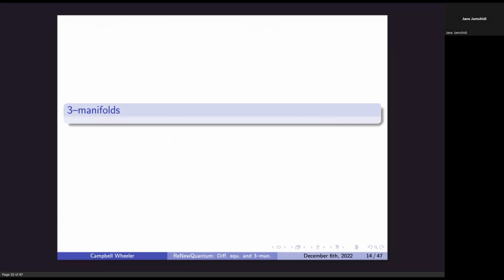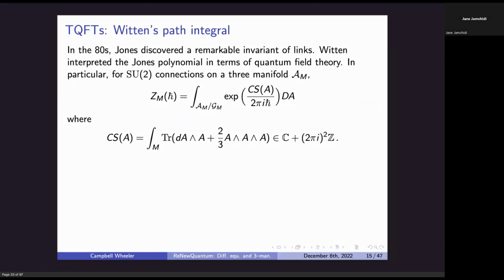Okay, so now we want to shift to 3-manifolds and how they're related to difference equations. Where do these difference equations come from for a 3-manifold? This goes back to Jones's discovery of his polynomial invariant for links. And then Witten famously interpreted this at the end of the 80s in terms of quantum field theory.